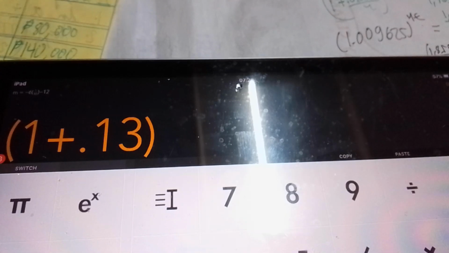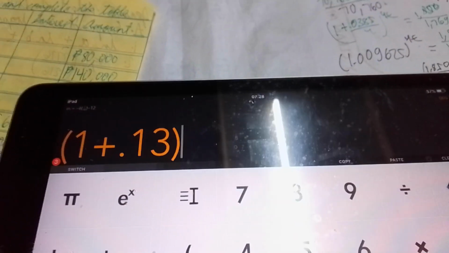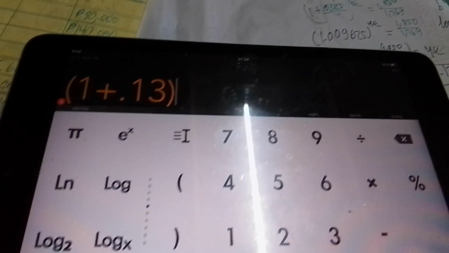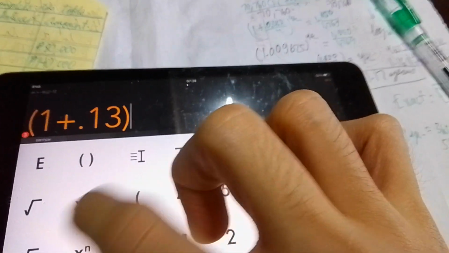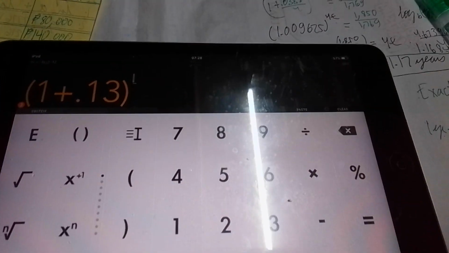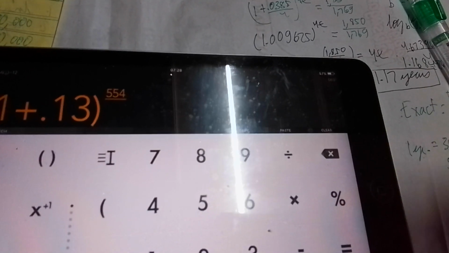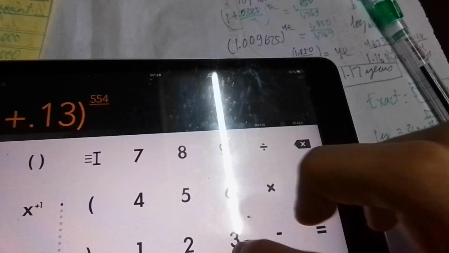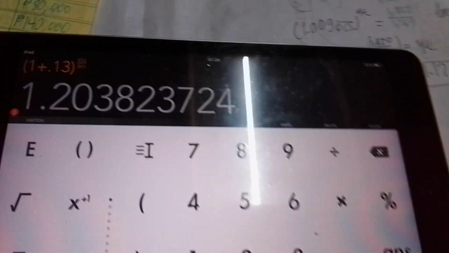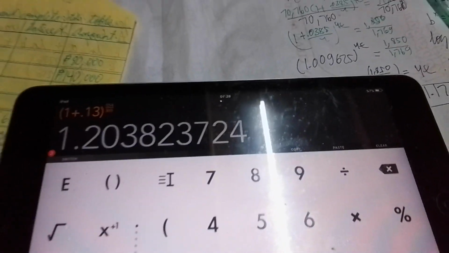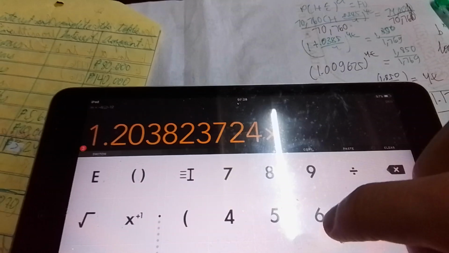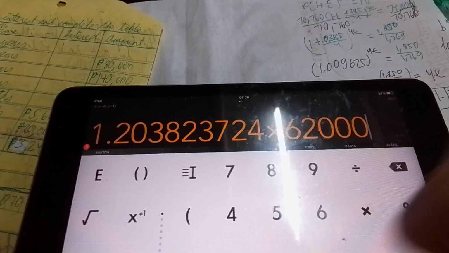And then we raise that to the, what's that power again? Because we're doing it in days, so therefore we have to do our exponent in days. Right? So time conversion, we have 554 as the numerator because it's 554 days. And then on the denominator we have 365 because we're going to convert that. And you're supposed to get 1.20 something. That is what you're going to do. And then you multiply it by the principal, which is 620,000 pesos.